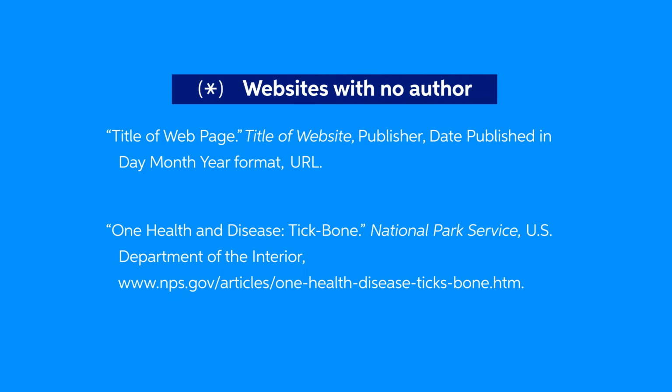Often, web pages are published by organizations or corporations with no author indicated. In these cases, you can assume that the publisher also authored the web page, as in this example. Since the author and publisher are the same in these cases, you can skip showing an author and just indicate the organization or corporation as the publisher.